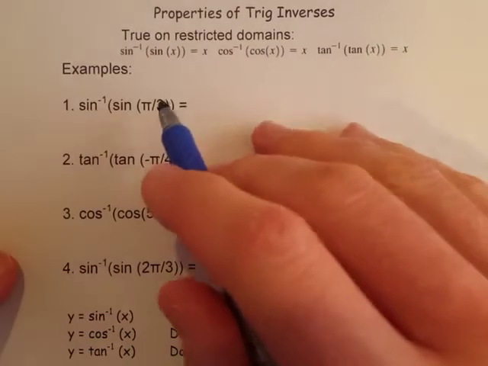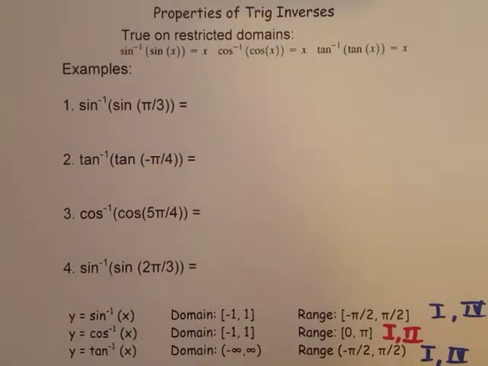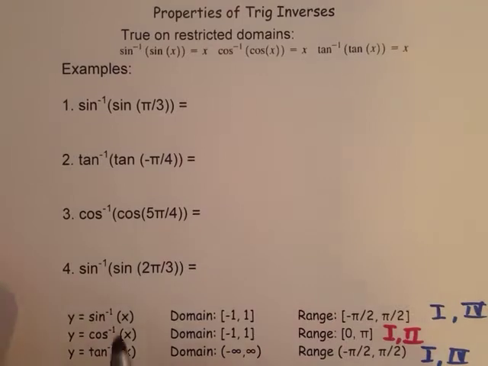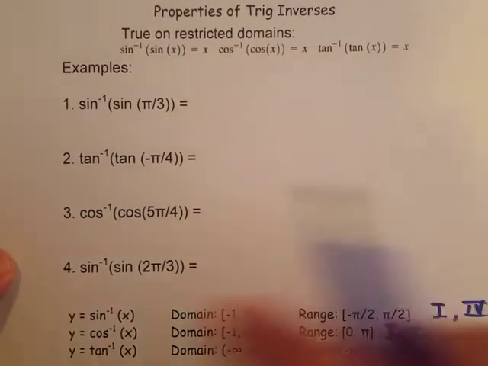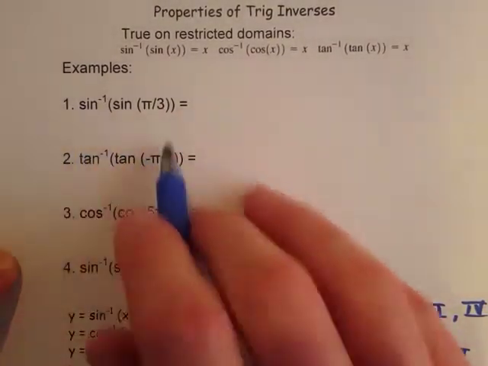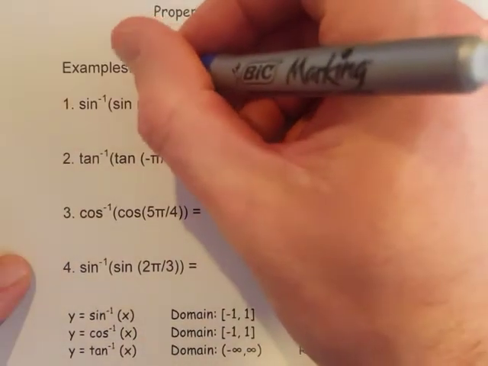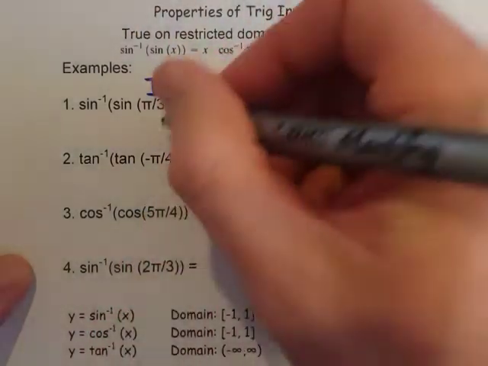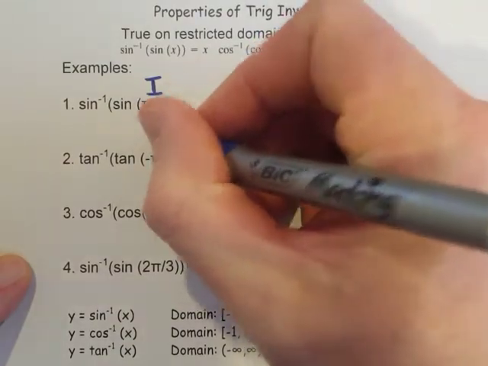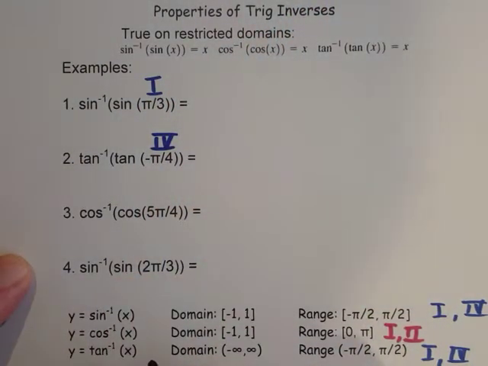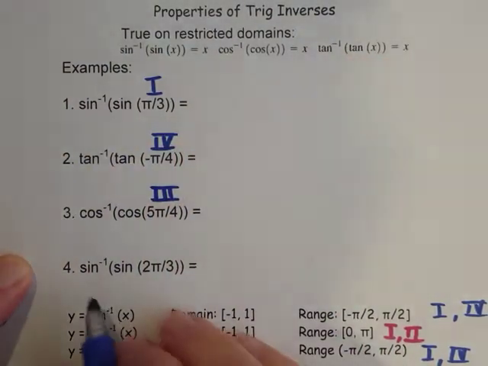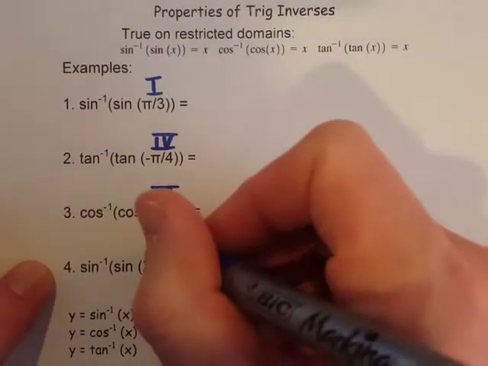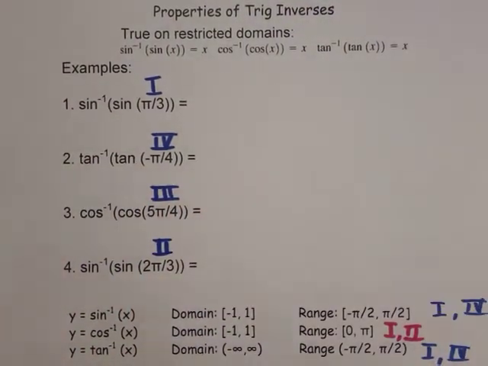We look at each of these angles and we decide, first of all, what quadrant is it in? If it lies within one of the quadrants that's listed in the range, then we're good to go. If it doesn't, that's where we have to take a closer look. So I'm just going to start by labeling these quadrants. Pi over 3 is in quadrant 1. Negative pi over 4 is in quadrant 4. 5 pi over 4 is in quadrant 3. And then 2 pi over 3 is in quadrant 2. So we got a little bit from each.